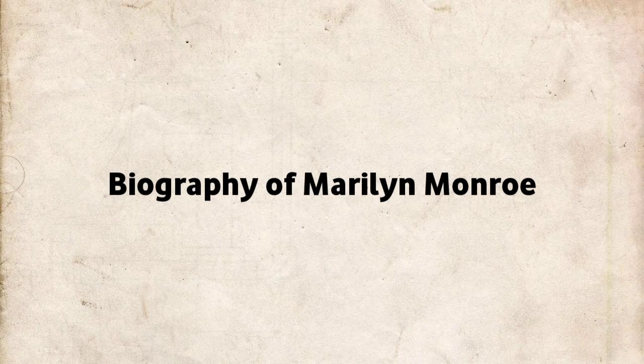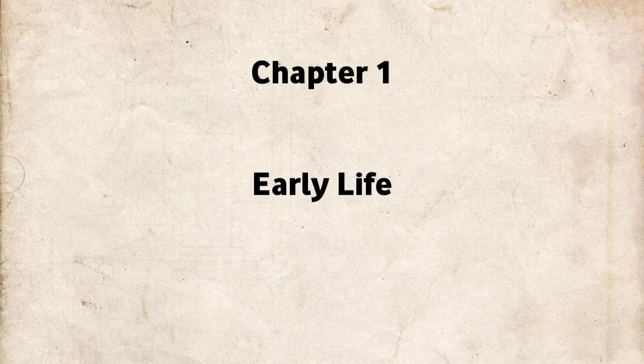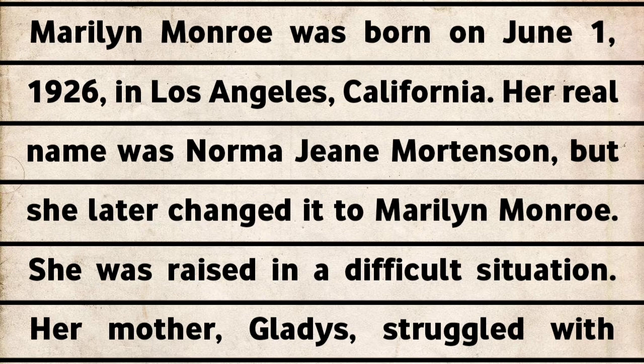Biography of Marilyn Monroe. Chapter 1. Early Life. Marilyn Monroe was born on June 1, 1926 in Los Angeles, California. Her real name was Norma Jean Mortensen, but she later changed it to Marilyn Monroe.